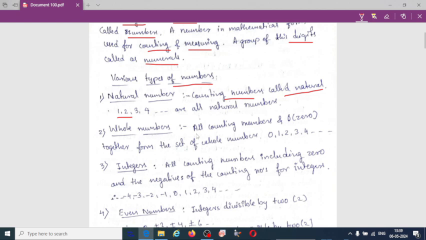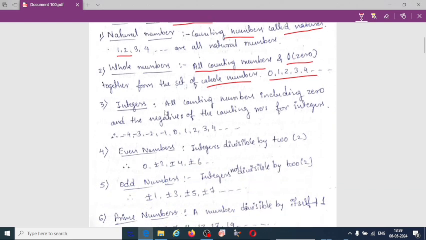Whole numbers: all counting numbers including 0 we call together whole numbers, so 0, 1, 2, 3, 4 and so on. Integers: all counting numbers including 0 and the negatives of counting numbers. It includes natural numbers and whole numbers, but negative numbers also. Such numbers we call integers, like 0, 1, 2, 3, minus 1, minus 2, minus 3 and so on.